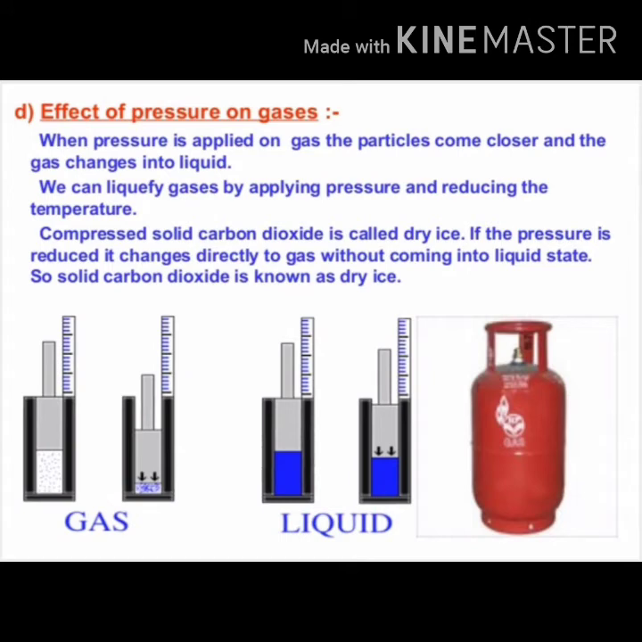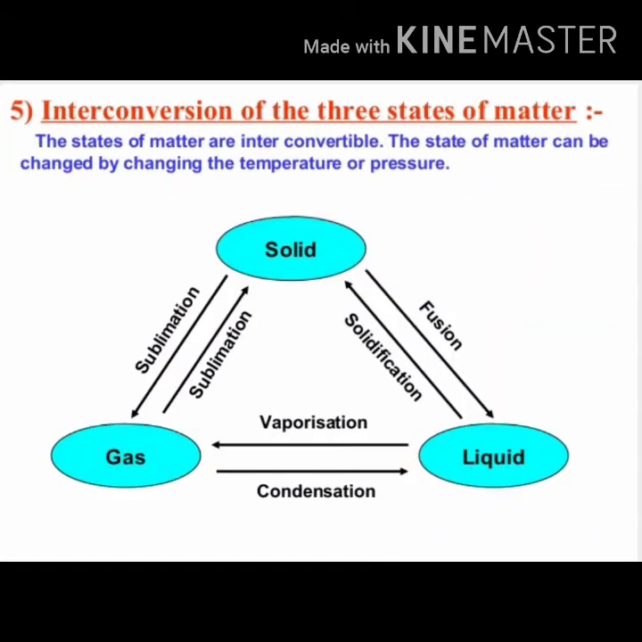Effect of pressure on gases. When pressure is applied on gas, the particles come closer and the gas changes into liquid. We can liquefy gases by applying pressure and reducing the temperature. Compressed solid carbon dioxide is called dry ice. If the pressure is reduced, it changes directly to gas without coming into liquid state. So, solid carbon dioxide is known as dry ice, as you can see in the figure.